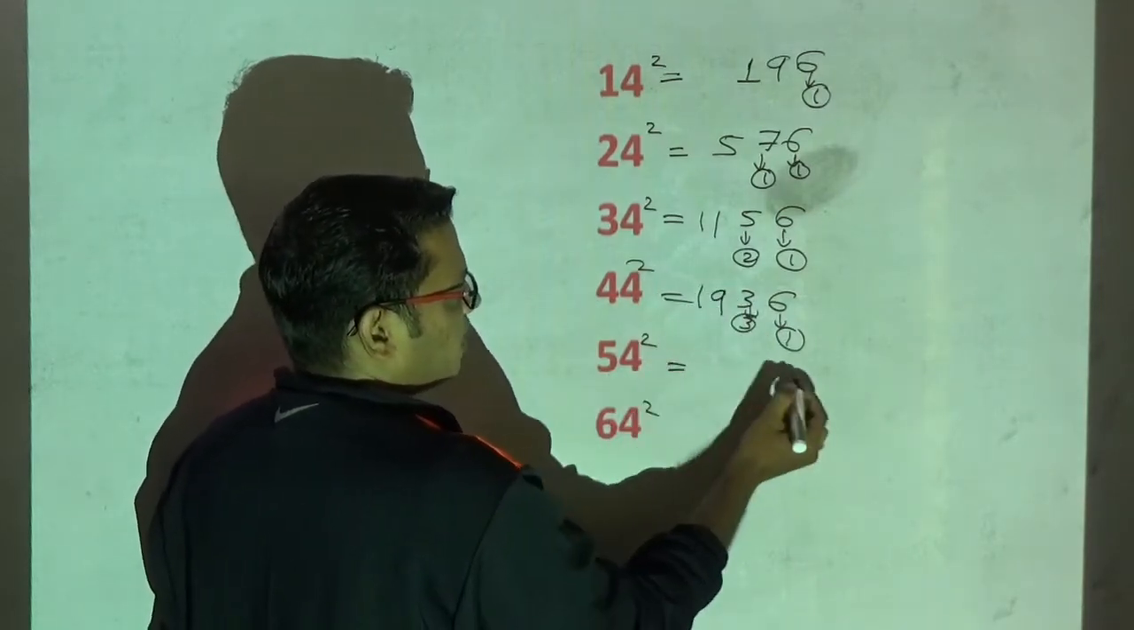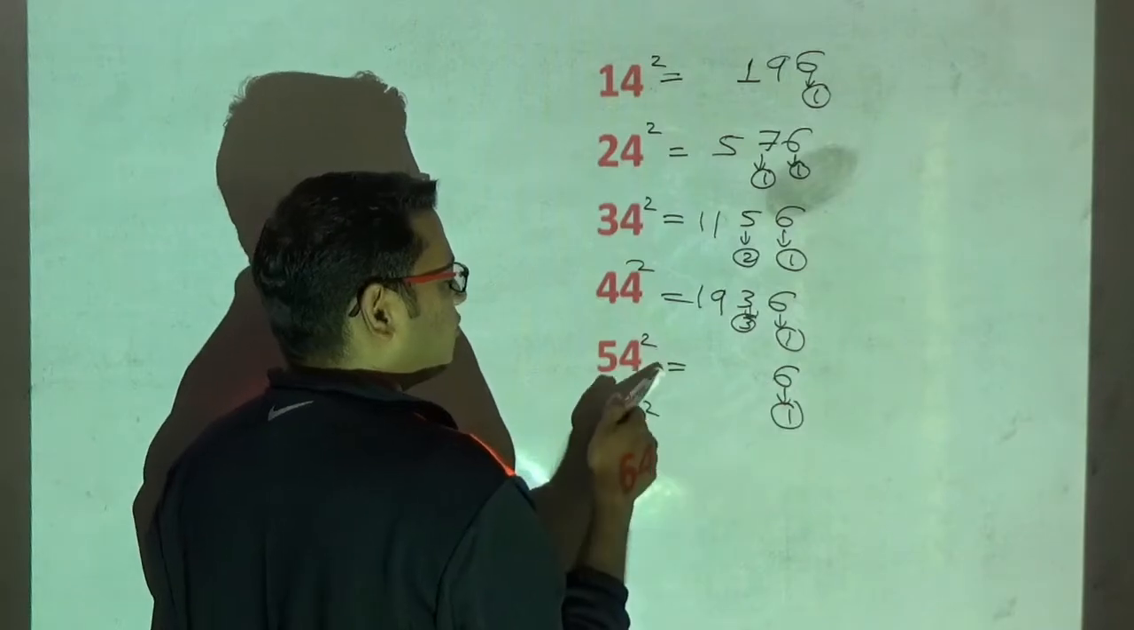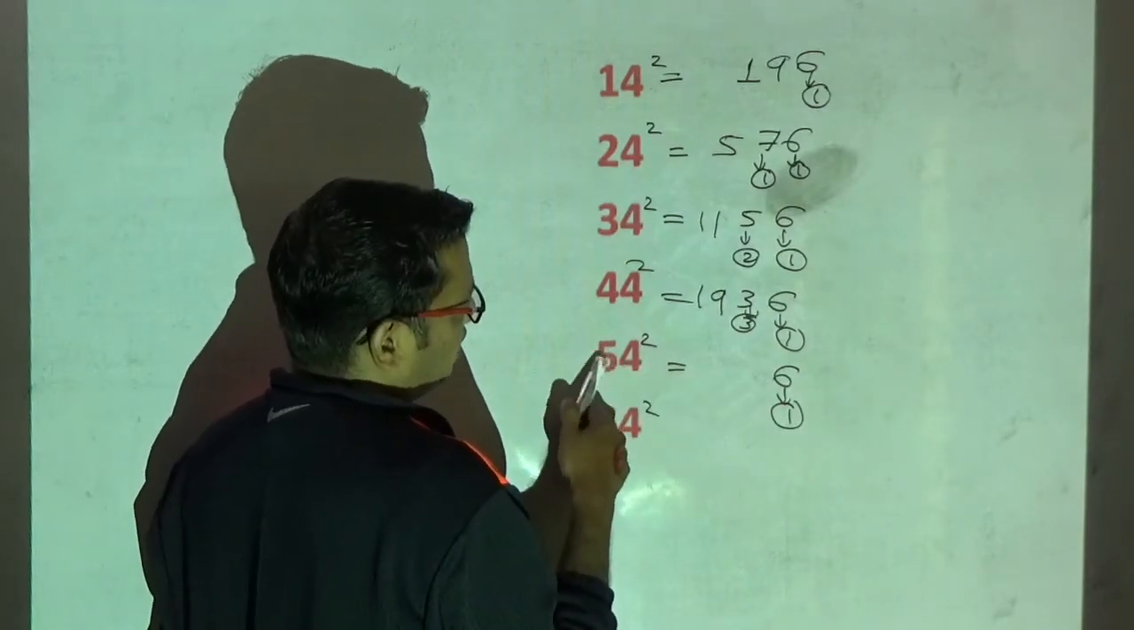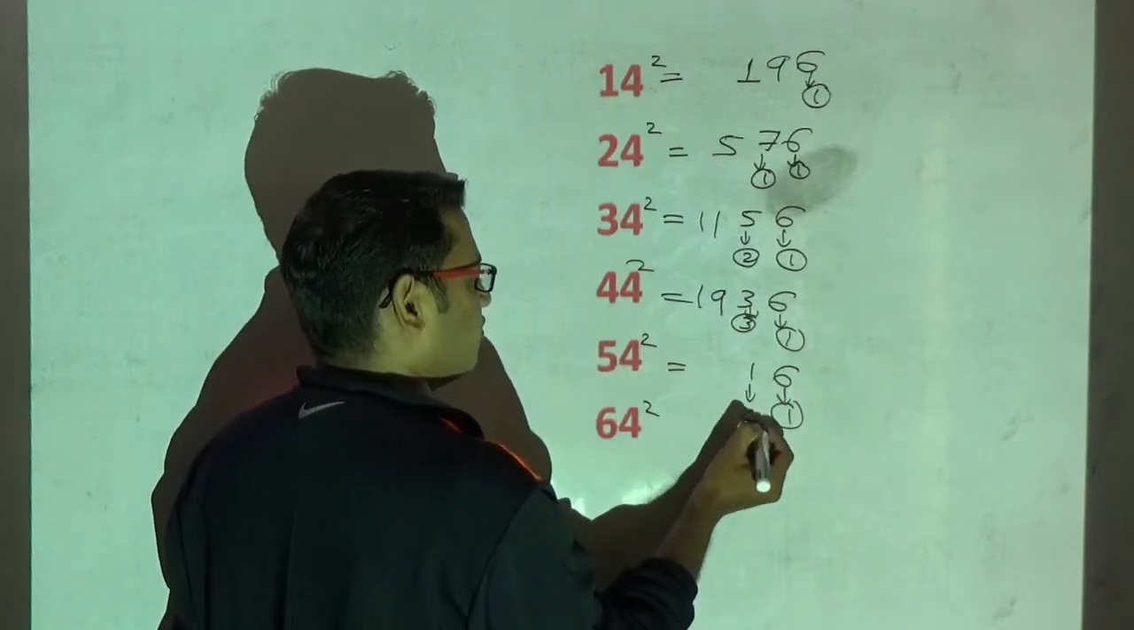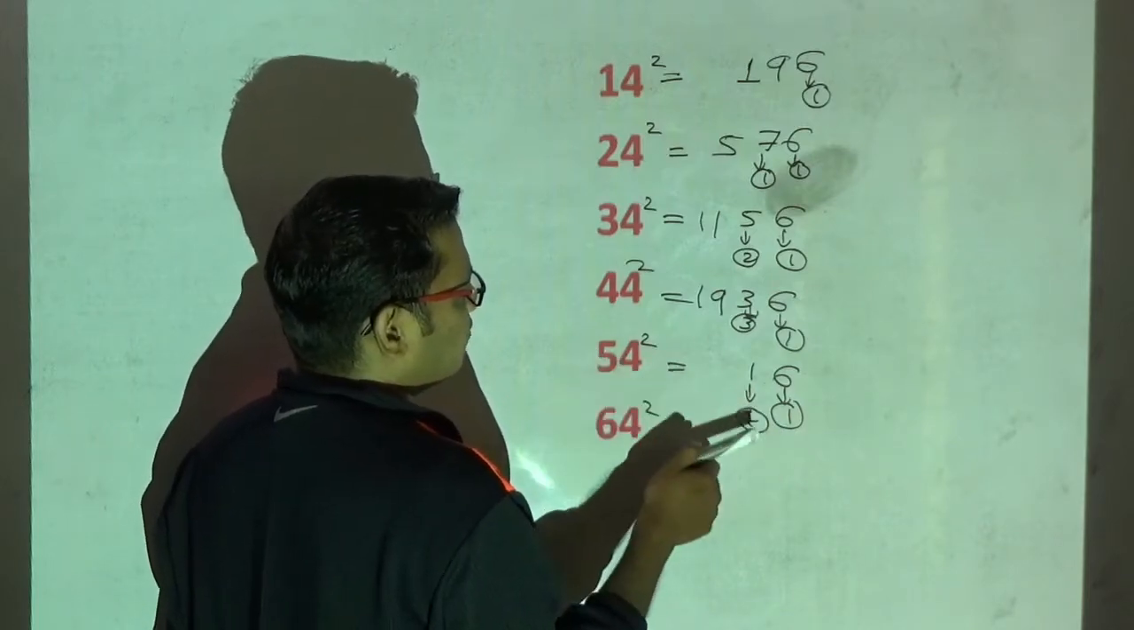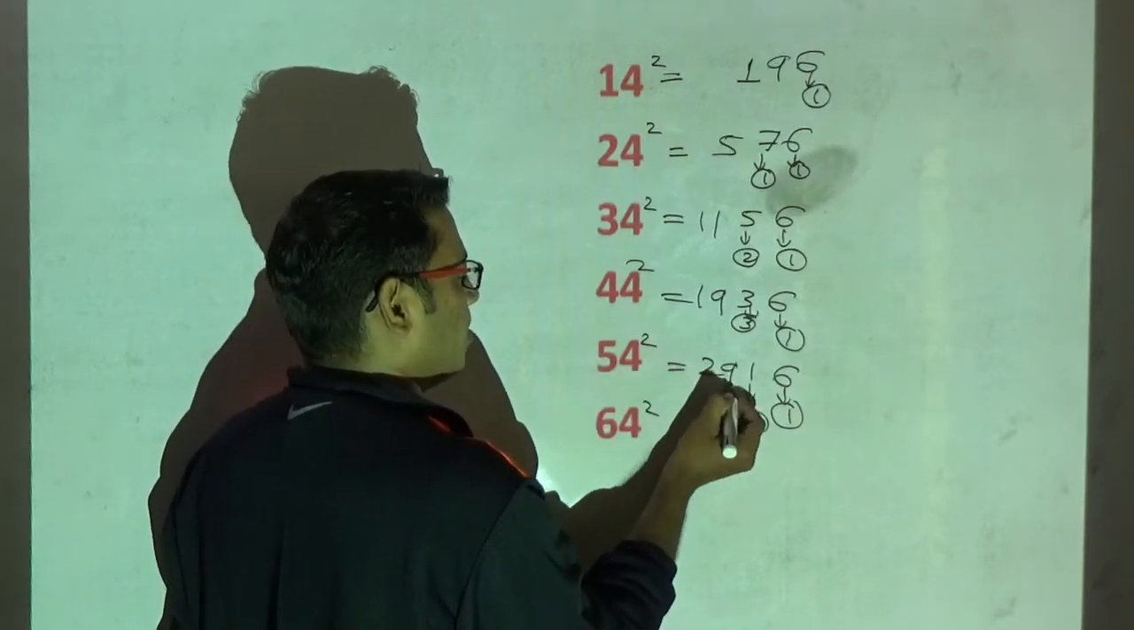See, next 4 square is 16, carry 1. Double your 4, it is 8. 8 5s are 40, 41. Carry is 4. Okay, 5 square 25, 25 plus 4 is 29.